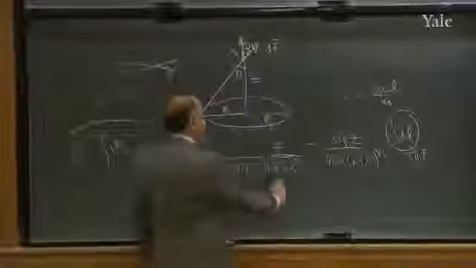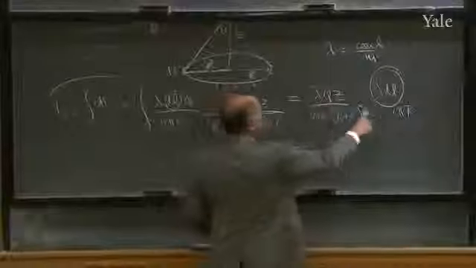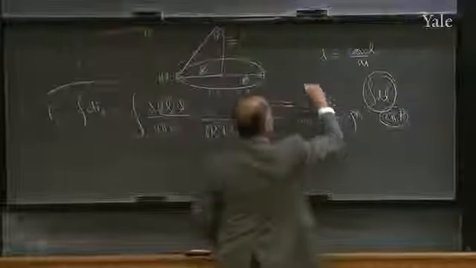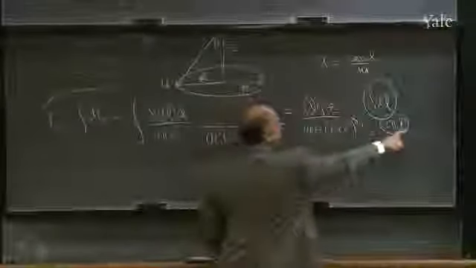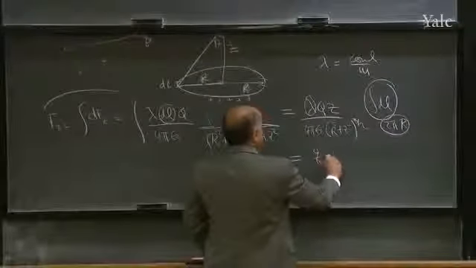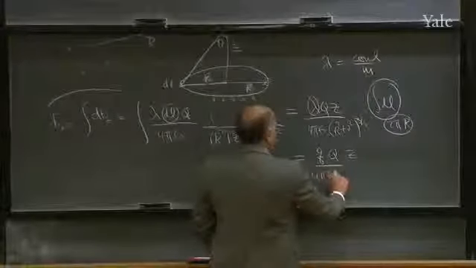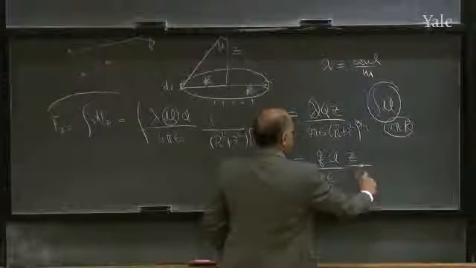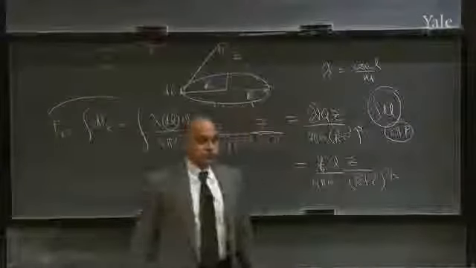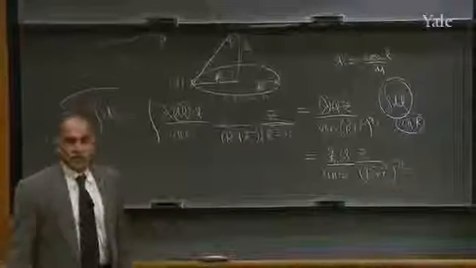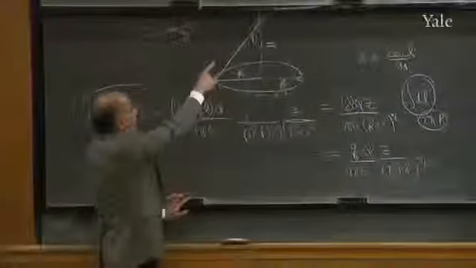So that's the answer. The force looks like lambda times 2 pi r. What is that? Lambda is the charge per unit length. That times the length of the loop is the charge on the loop. This is the charge you're putting there. It's divided by 4 pi epsilon 0 times (r squared plus z squared) to the 3 over 2. That's an example of calculating the force, which will be in this direction.